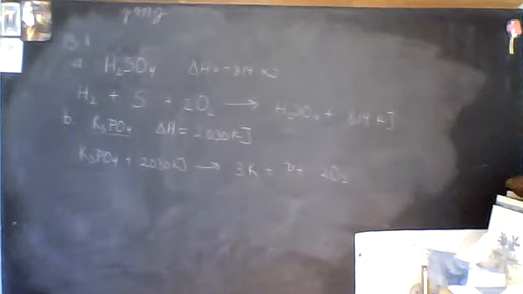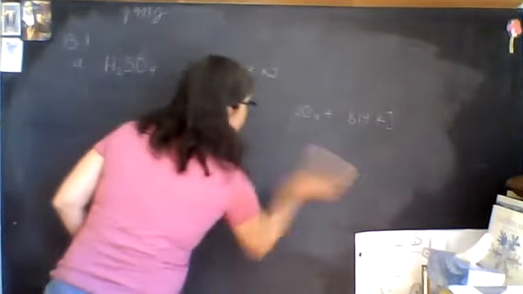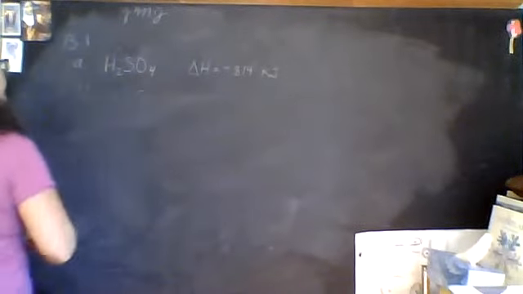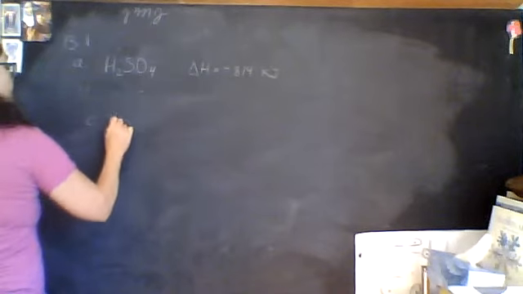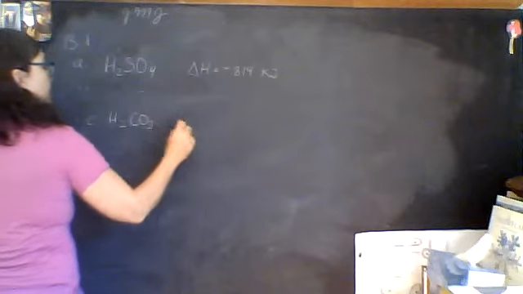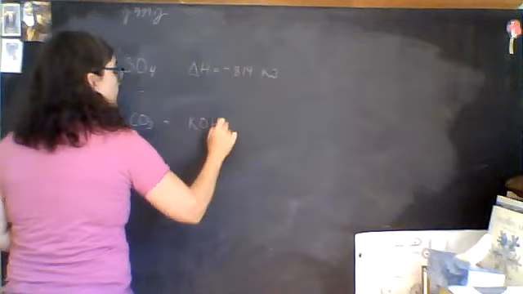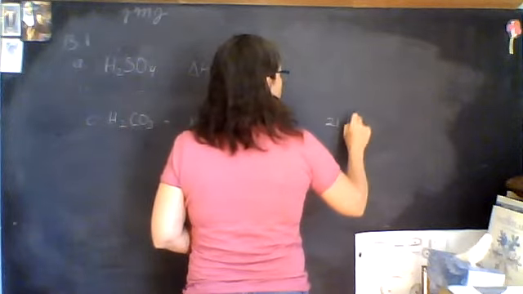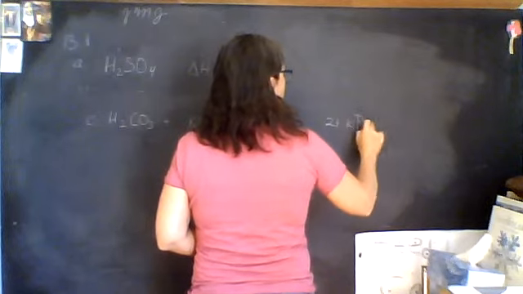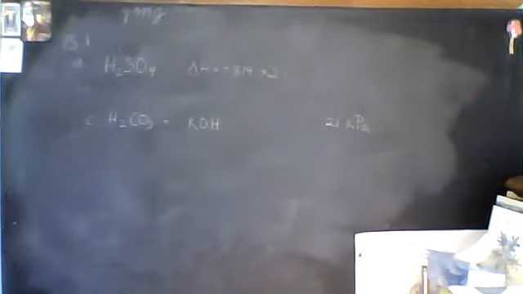How about you? You ready with letter C? The reaction between H2CO3 and KOH, which releases 21 kilopascals. But they wrote the unit kcals, 21 kcals. Pretty sure that's kilocalories.